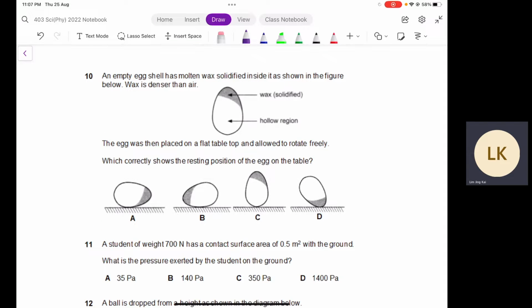Number 10. An empty eggshell has molten wax solidified inside, as shown in the figure. Wax is denser than air. The egg was then placed on a flat top and allowed to rotate freely. Which correctly shows the resting position of the egg on the table? If you look at the way the wax has solidified, it is occupying the narrower part of the egg itself, which means down here it has more mass than the hollow region.